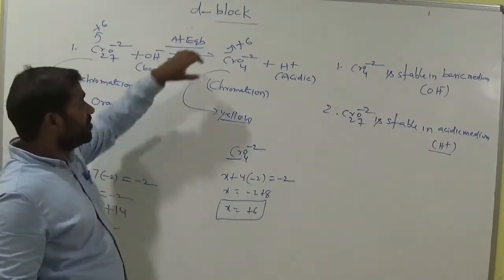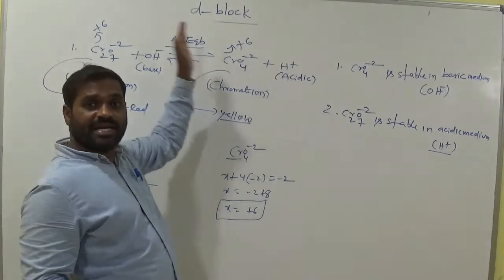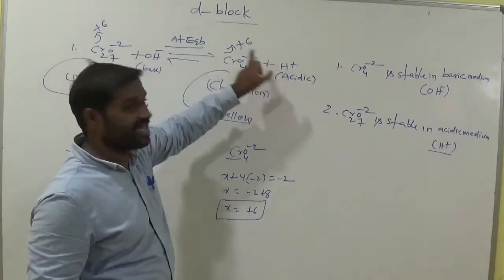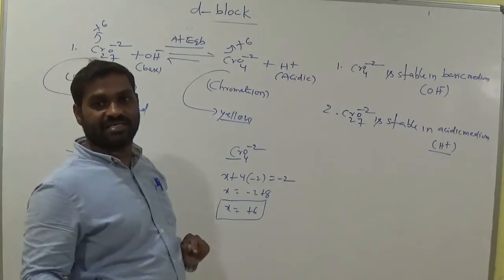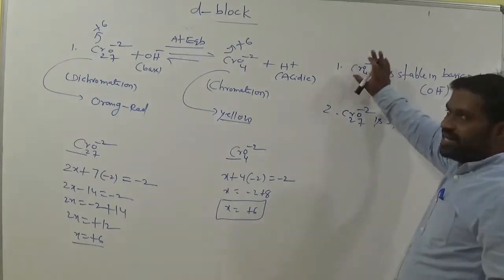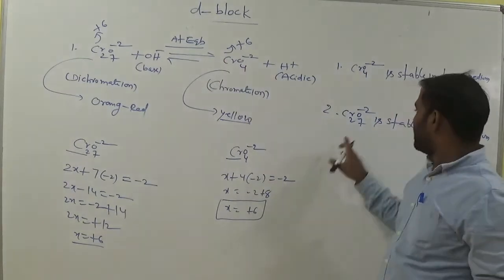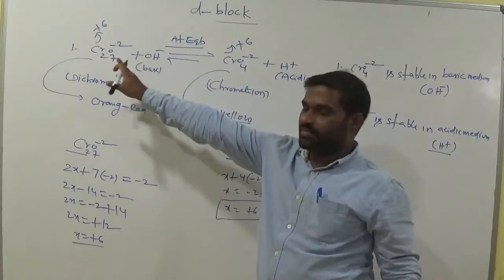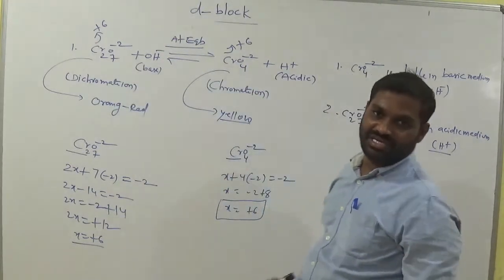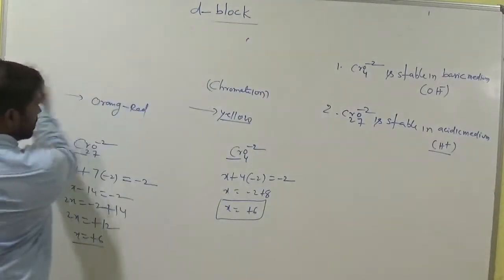When the chromate ion is in H plus, it immediately gives dichromate ion, which is red. So when it is formed, it is in presence of acid. Keep it in our mind. Okay? Is it clear? Stable means when it is formed. When we add OH minus, it gives this one. When we add H plus to this solution, it gives Cr2O7 minus 2. That is the stable one here.